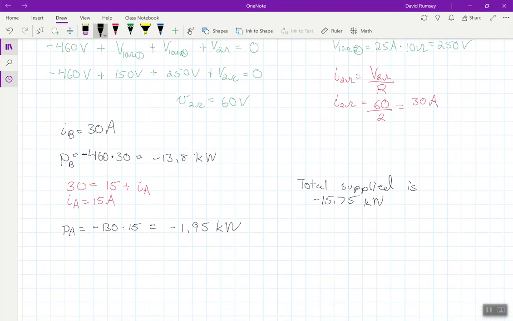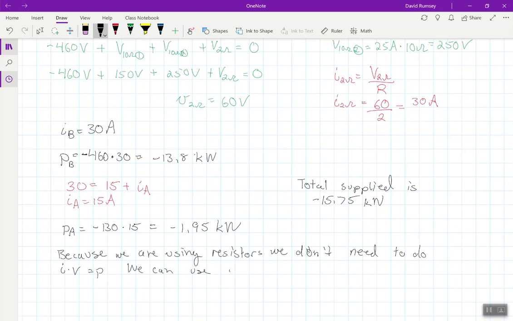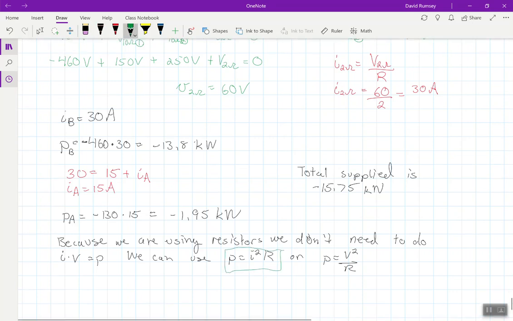But now remember, because we're dealing with resistors, we don't need to do voltage times current is equal to power. We can use power is equal to I squared times resistance, or power is voltage squared divided by resistance. And clearly the one we're going to want to use is this one right here, because we have the current through every single one of those resistors.